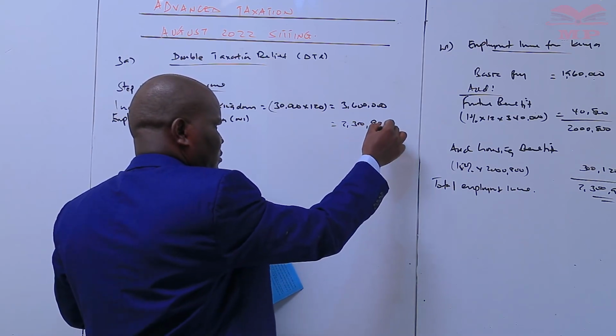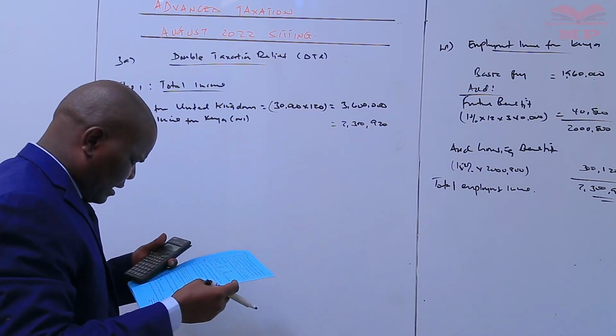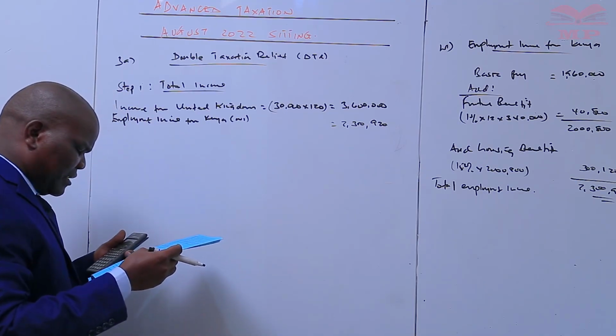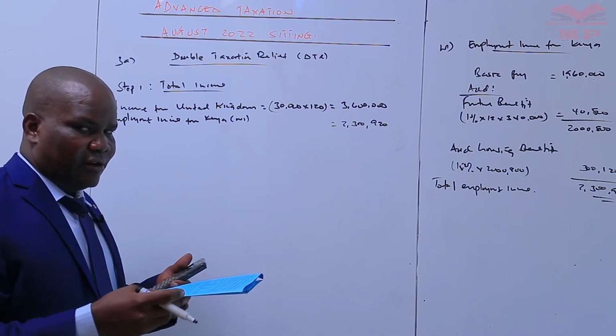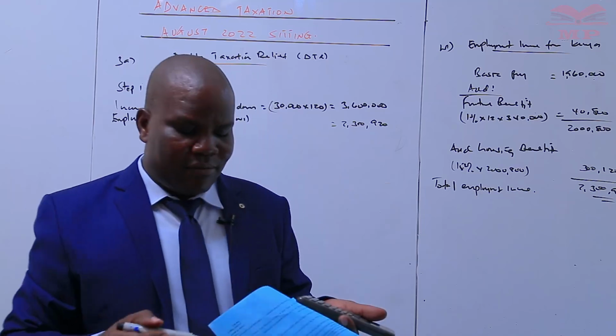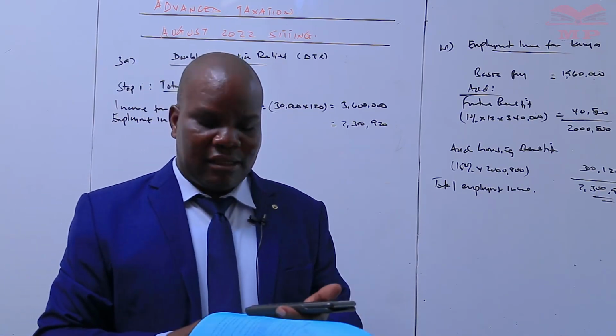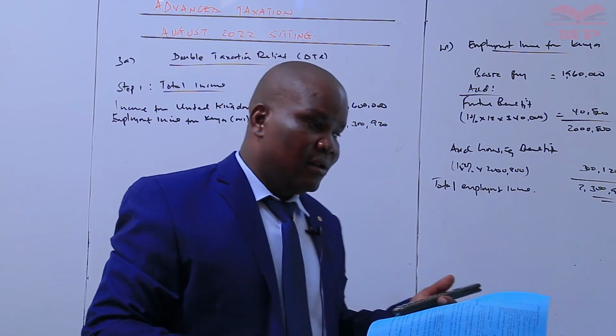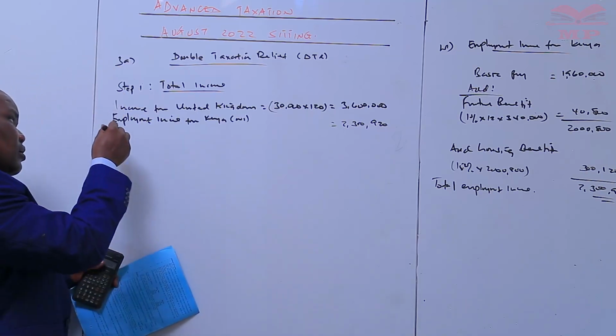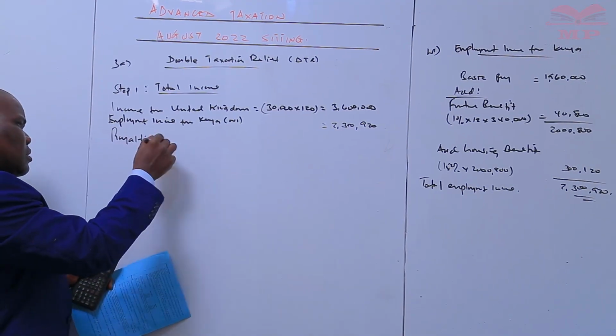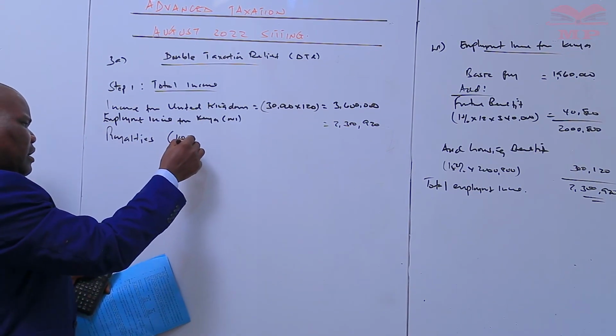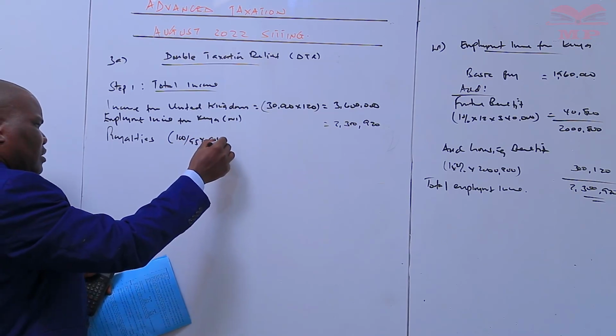2,300,920. He also had other incomes. One, he had net royalties of 95,000. Net royalties here means after withholding tax has been deducted. That is at 5%. So we gross it. We say royalties income. That is 100 over 95 times 95,000.